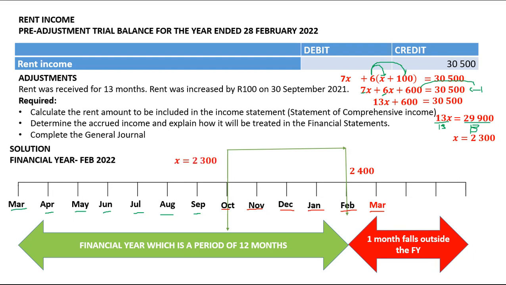But here's the thing. Rent for March, that 2,400 for March, we do not want it. We have not yet earned it. We received it, but we haven't used up an asset, and we can't match that income to any expense for this year. We will only recognize it as income when we let the tenant stay for that month of March. Basically, our rent income has been overstated.